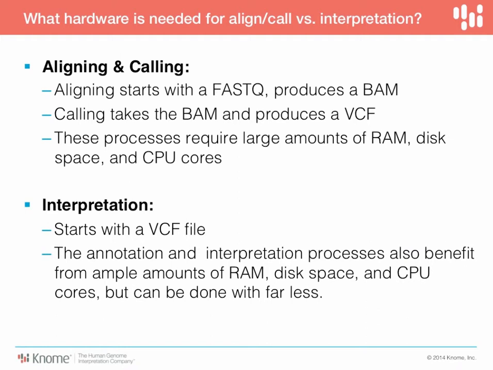Now, if you want to talk about interpretation, that typically starts with a VCF file. These files are smaller, in the hundreds of megabytes to a few gigabytes, versus FASTQ files, which can be hundreds of gigabytes. Now, this annotation process that GNOME uses, and the interpretation process, also benefit from a lot of RAM, disk, and CPU, but to a lesser extent. So even outside of GNOME's system, anyone doing interpretation and annotation would also benefit from these amounts of RAM, lesser than for aligning and calling, but still not inconsequential.